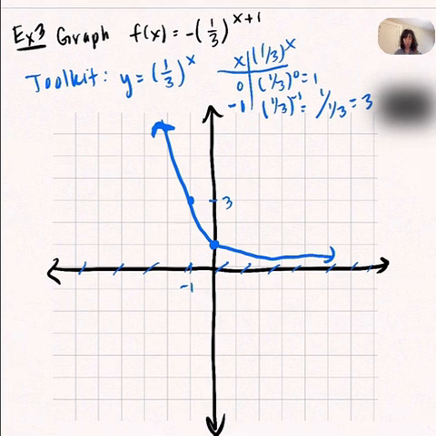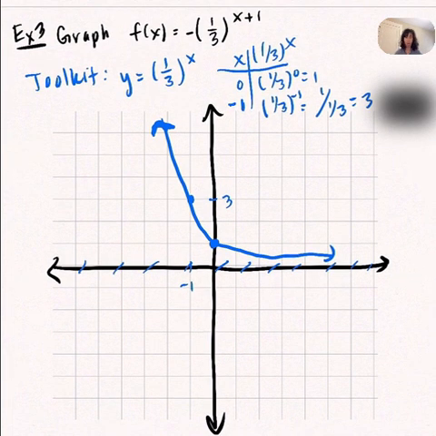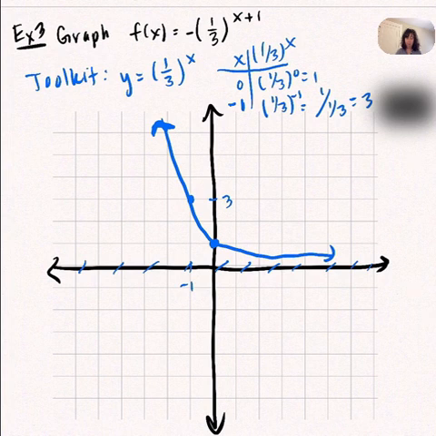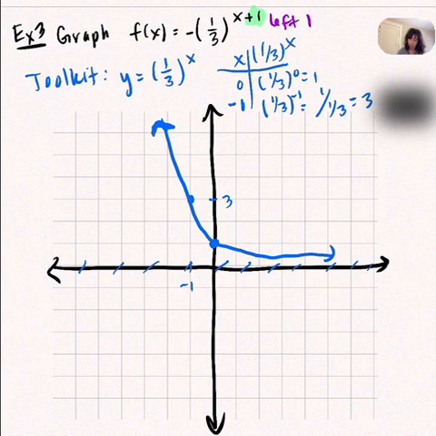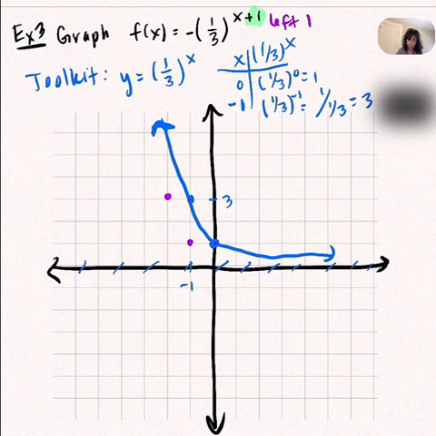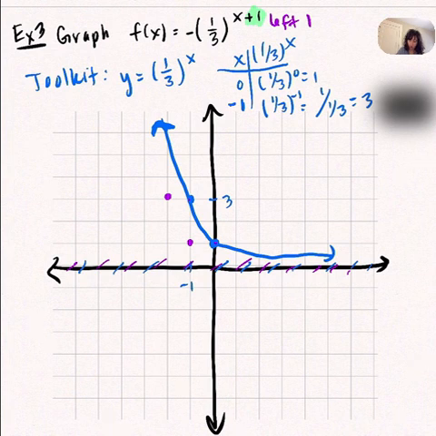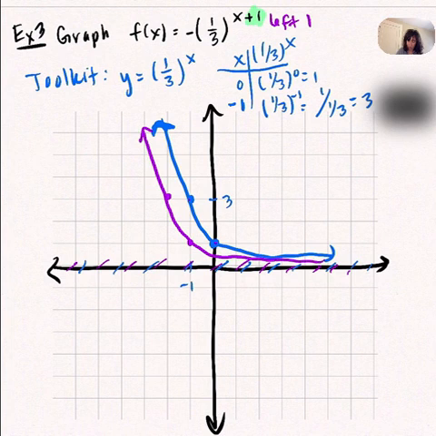Okay, now what transformations do we do? Well, if I put a +1 up here with the x, then we need to shift this to the left 1. So this needs to go left 1. So I take every point here and go to the left 1. Now, the asymptote is horizontal, and if you shift it to the left 1, it just stays in the same spot. So our new graph is like the old one, but shifted left 1.